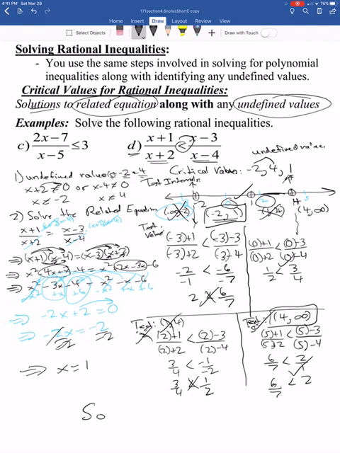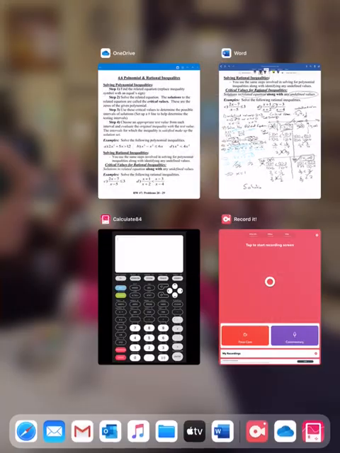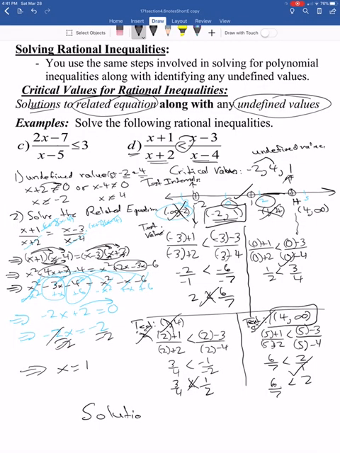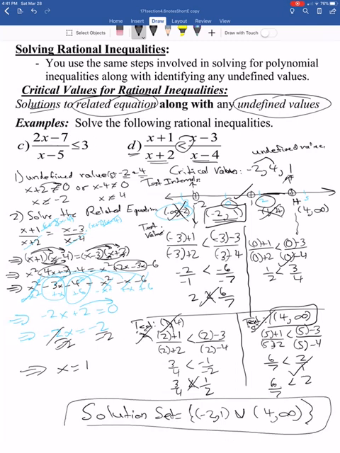So in the end, we got 2 intervals out of the 4. So let's go ahead and write those down. Our solution set, all real numbers greater than -2 and less than 1, or all the x values that are greater than 4 to infinity. So there's our intervals, as we've tested those. So again, that's solving rational inequalities.